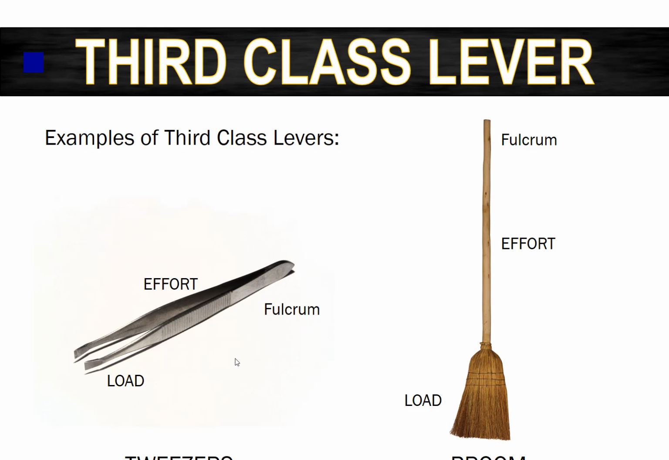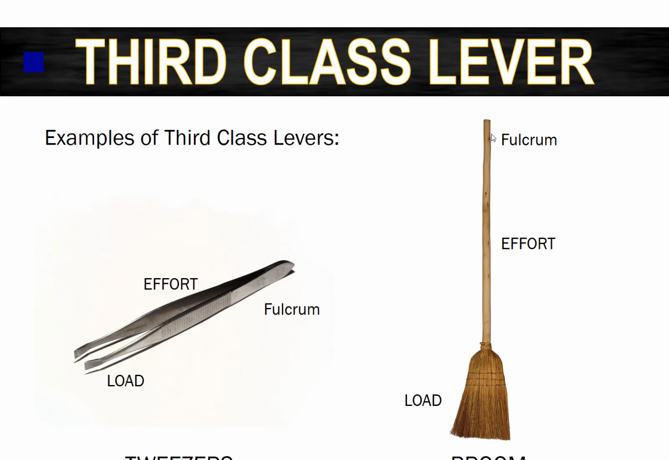So here are tweezers. Our effort goes right here where these ridged lines are. That's where we put our fingers. The work is done down here on the left part. That's where the load is. And then the fulcrum is this part down here where both of them come together, and that's the turning point. So this is a third class lever. It still helps us get work done, right?